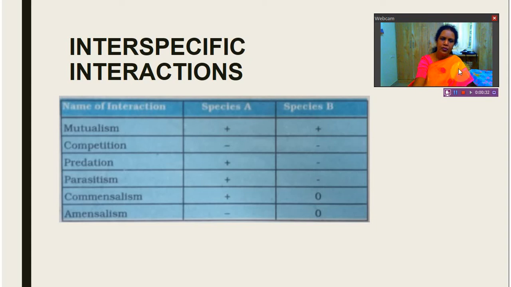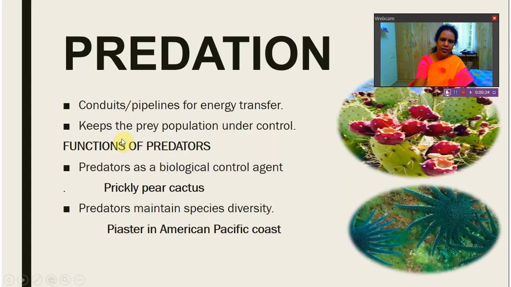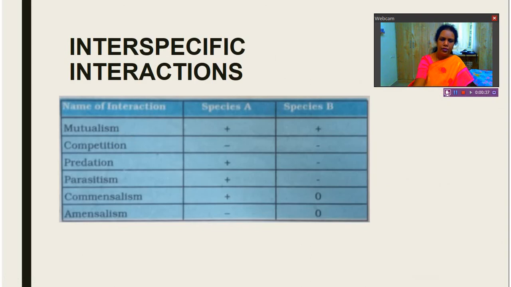See here, the first one is mutualism. So, in mutualism, what happens is species A is benefited, that is positive. Here we have indicated with positive sign. So, species A is benefited and species B is also benefited. So, both the species are benefited. Interacting species which are interacting here, both of them are benefited. So, that is called as mutualism.